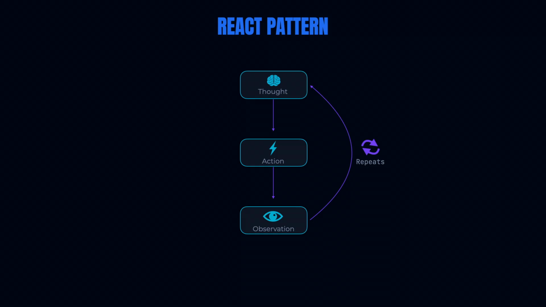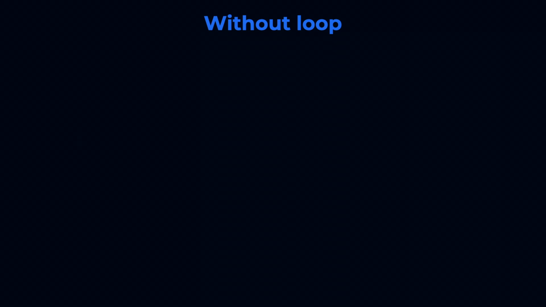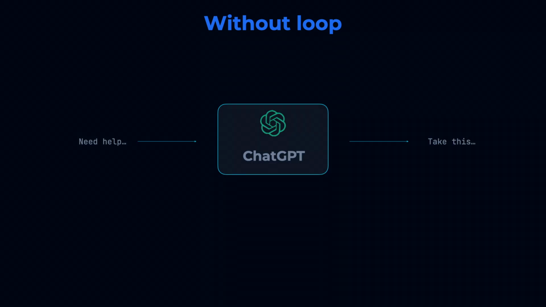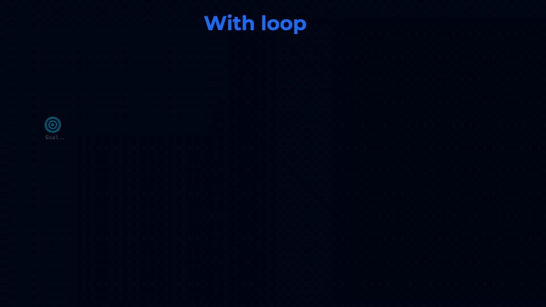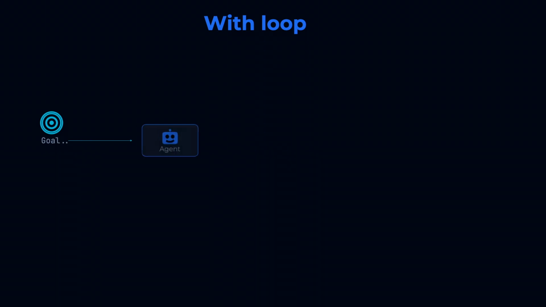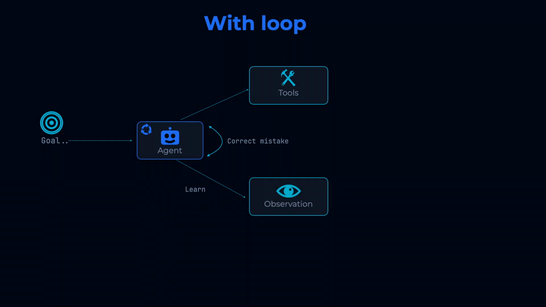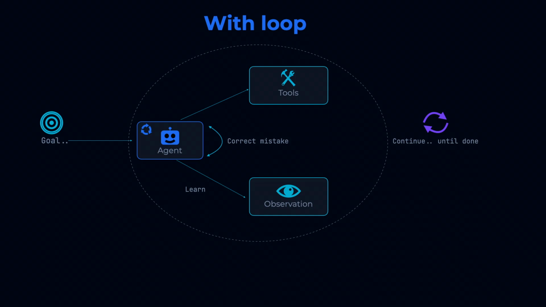Should we really bother about agent loops? Let's understand. Without loops, ChatGPT receives a prompt, produces an answer, and stops. That's it. With loops, the agent receives a goal, keeps working, uses tools, corrects mistakes, learns from the observation, and continues until done. This is the fundamental difference between a chatbot and an AI agent. An AI agent keeps repeating in a loop until it is satisfied with the answer.